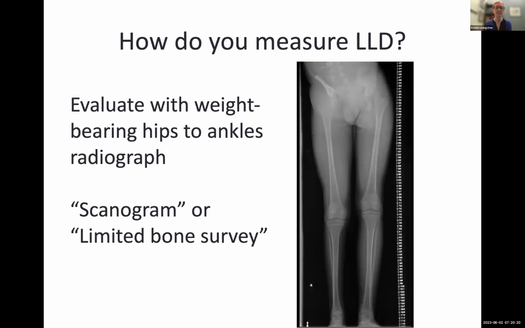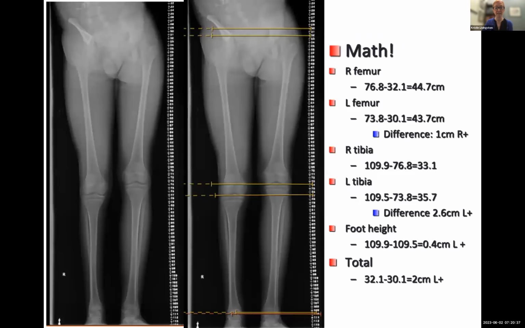So when we measure a leg length difference, we're relying on this frontal X-ray, which we refer to either as a scanogram or a limited bone survey. It's very important to make sure that those knees are forward and straight in order to accurately assess limb length difference. And then we do some math. We draw some lines across the tops of the femurs, the bottom of the medial femoral condyle, and the tibiotalar joint. To assess leg length difference, we first evaluate the length of one femur versus the length of the other femur in a vertical direction.